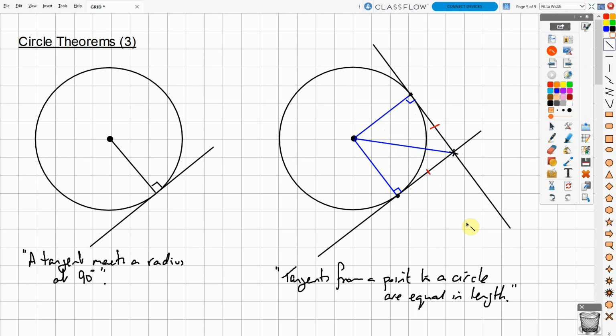So this question could then lead into Pythagoras, for which you need right angled triangles. It could lead into basic trigonometry, SOHCAHTOA, for which you need right angled triangles. So it could be that this circle theorem is a starting point for a more multi-stage problem. But in terms of the circle theorem itself, let me just take those back out. Tangents from a point to a circle are equal in length.